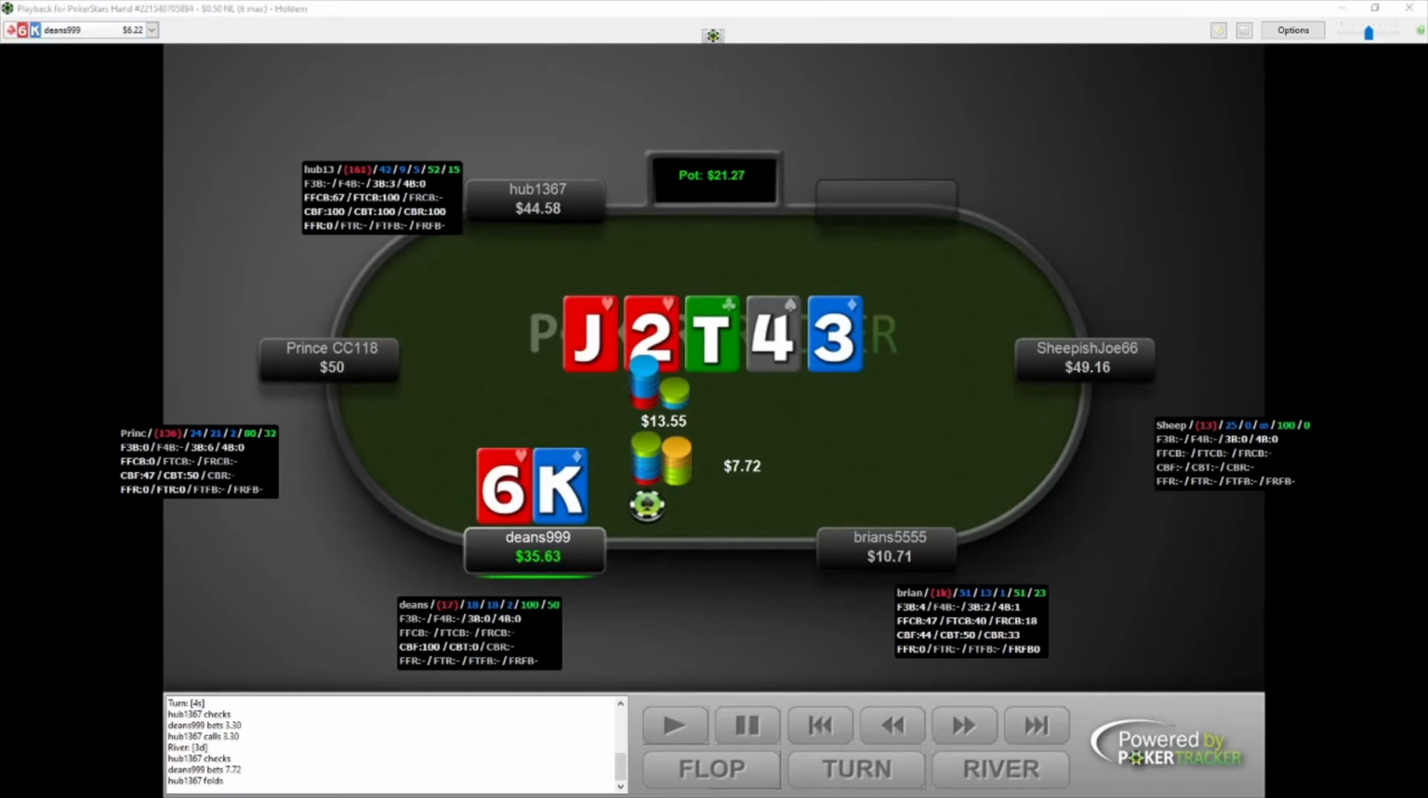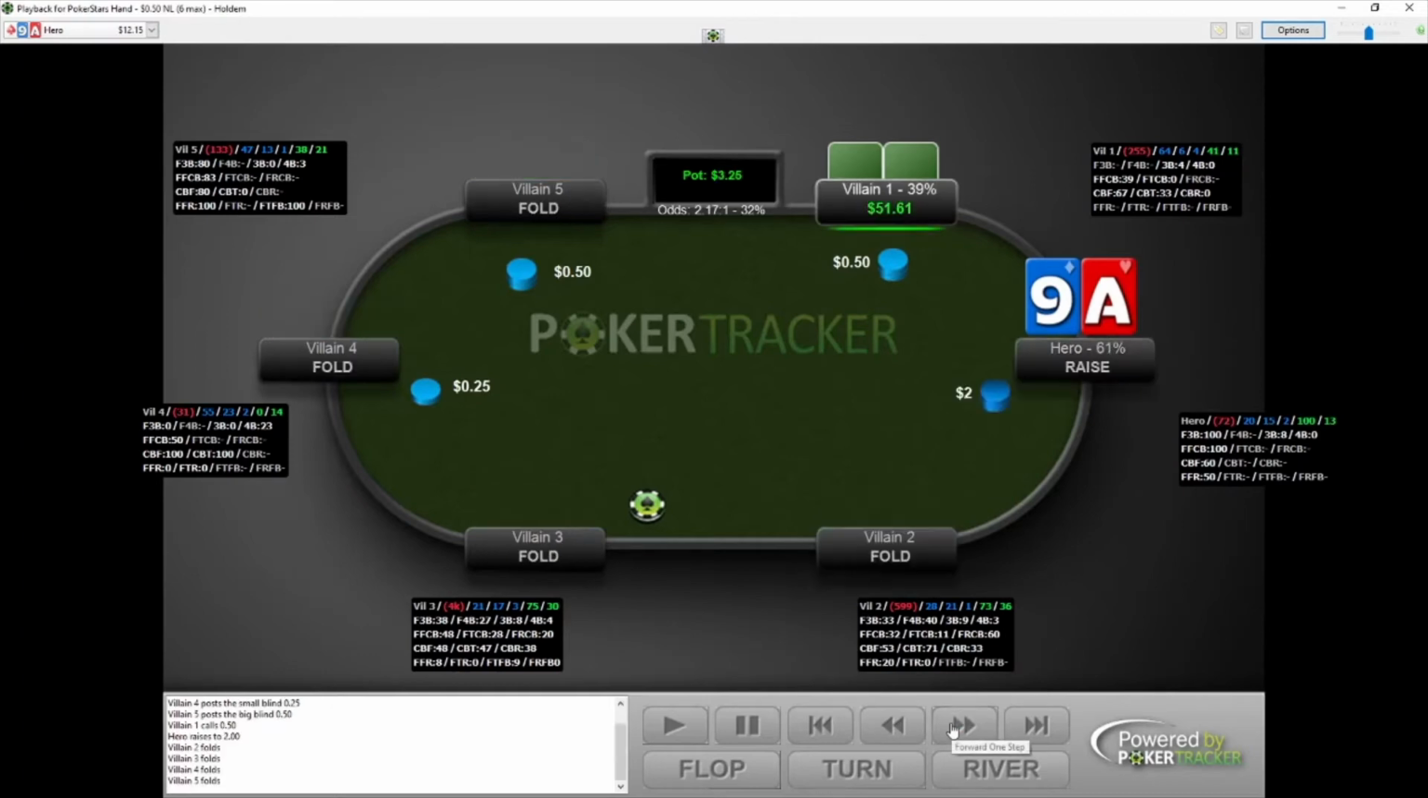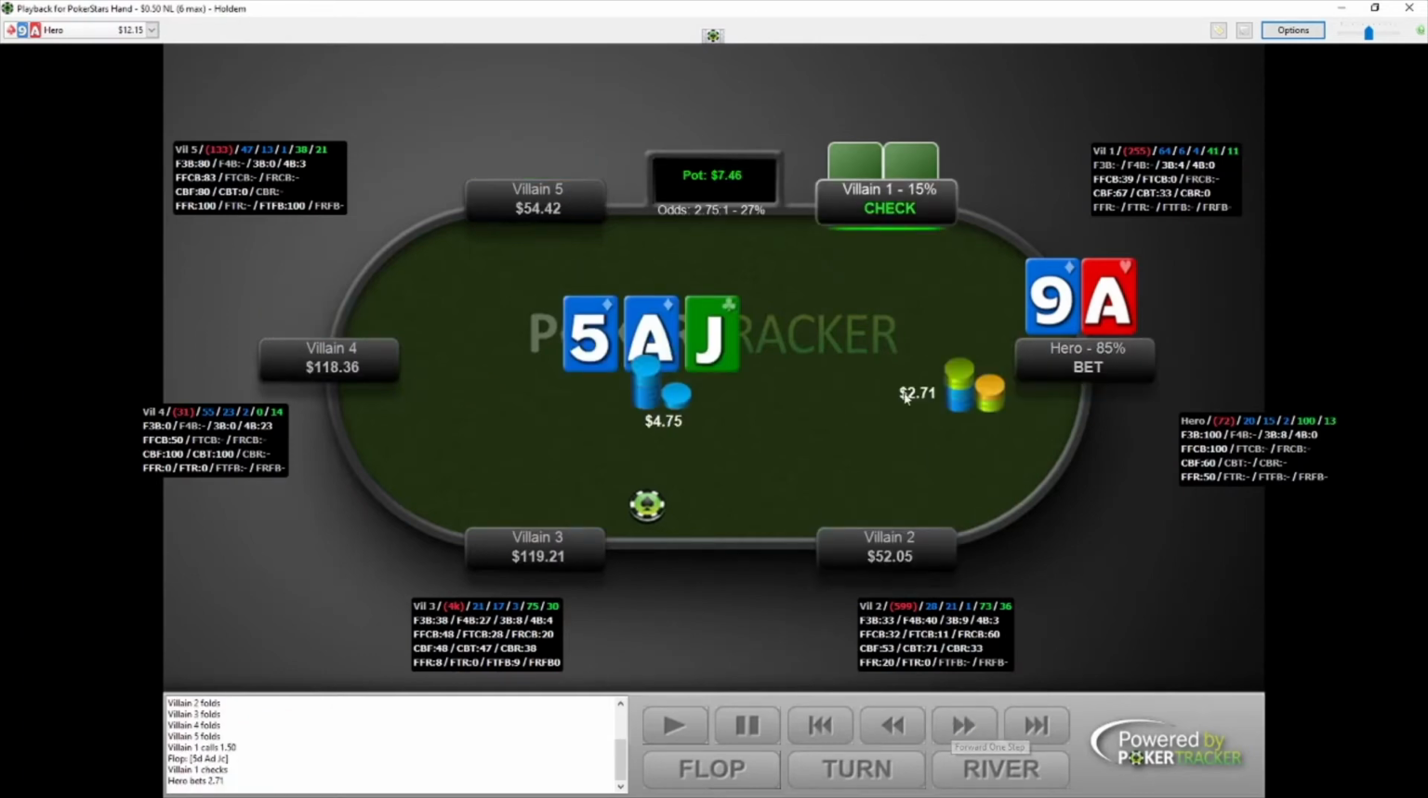The next example we have is Ace 9 in middle position. So versus another huge fish, we have a limper, so we isolate raise, he calls, we make top pair, bet for some value, and he gives the call. So now we're going to make a decision whether or not we want to be betting this turn again.